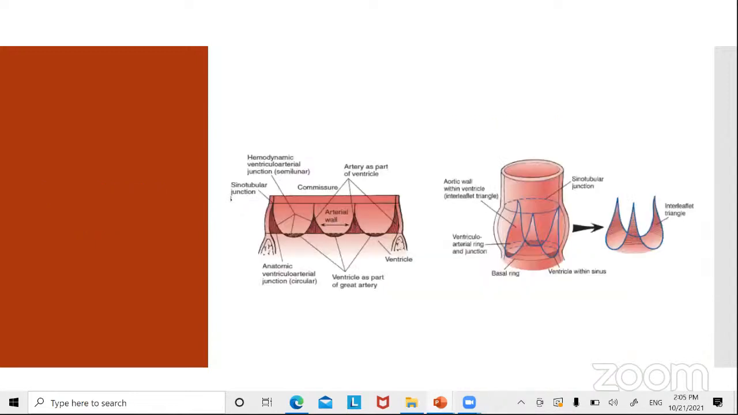Instead of a single annulus, 3 rings can be distinguished anatomically in relation to the pulmonary valve. We have, superiorly, the sinotubular junction of the pulmonary trunk, which marks the level of the commissures. The second ring exists at the ventriculo-arterial junction, and a third ring is the basal ring, which can be constructed by joining together the basal attachments of the 3 leaflets to the infundibular muscle.